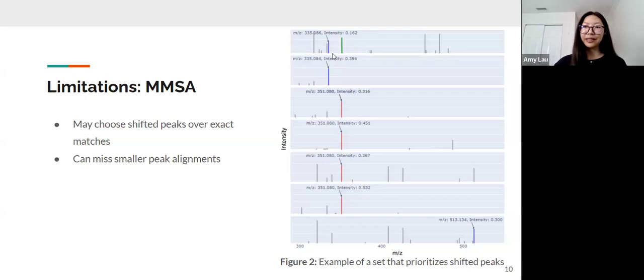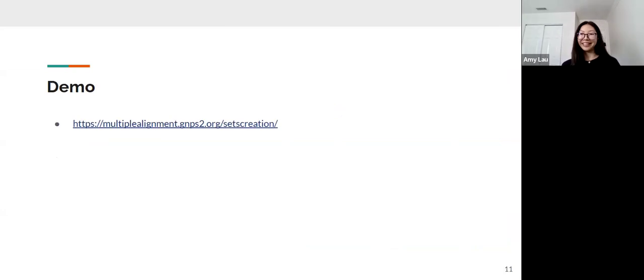So the actual set is these blue and red peaks, but it does that to maximize the size of the set. So it chooses not to include this green one, even though visually we can see that the green one is obviously an exact match. Okay, with all that being said, we can finally see what it does and how it works.